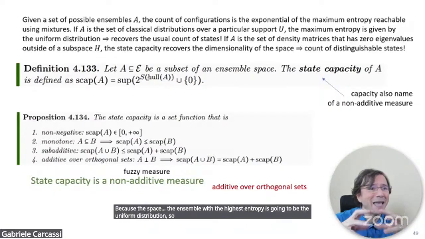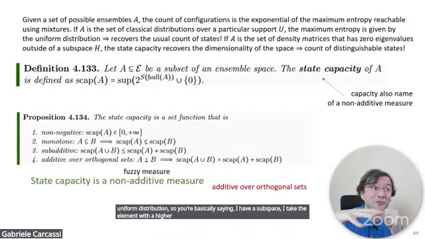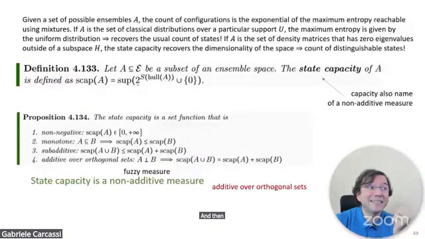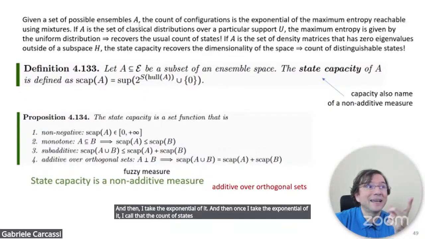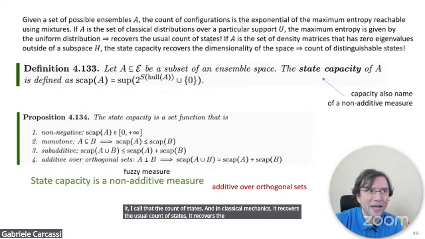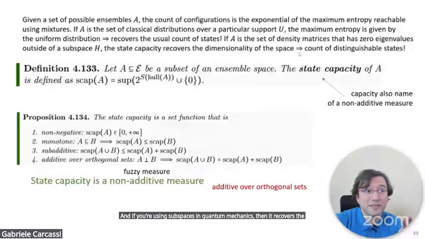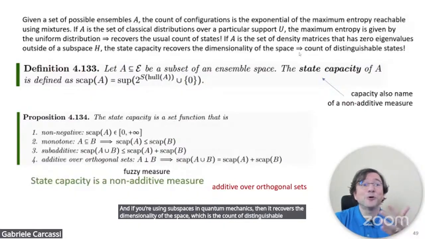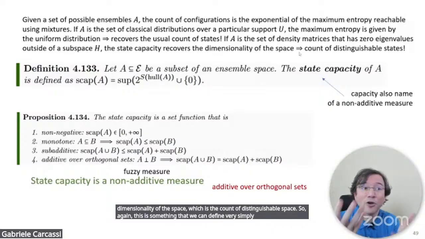So you're basically saying, I have a subspace, I take the element with the highest entropy with the uniform distribution, and then I take the exponential of it. And once I take the exponential of it, I call that the count of states. In classical mechanics, it recovers the usual count of states, the Liouville measure. And if you're using subspaces in quantum mechanics, then it recovers the dimensionality of the space, which is the count of distinguishable space.